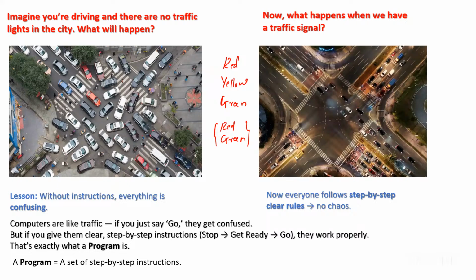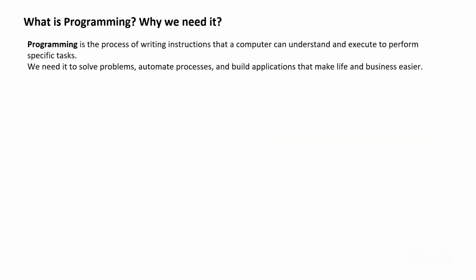Okay. Then what do you mean by programming? Why do we need it? Programming is nothing but a process of writing instructions. In a program we give a set of instructions, but the process is called programming, where we need to solve a problem, automate a certain process, or build an application. Anything you want to do, the computer needs to understand that, and then we call it programming.